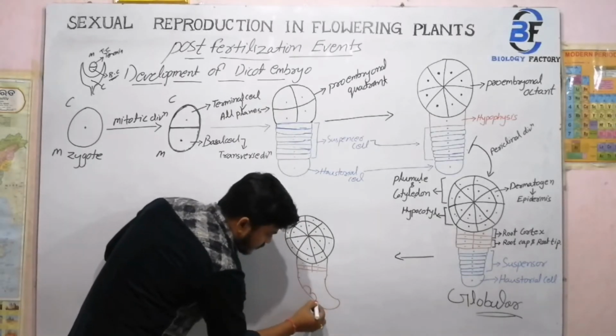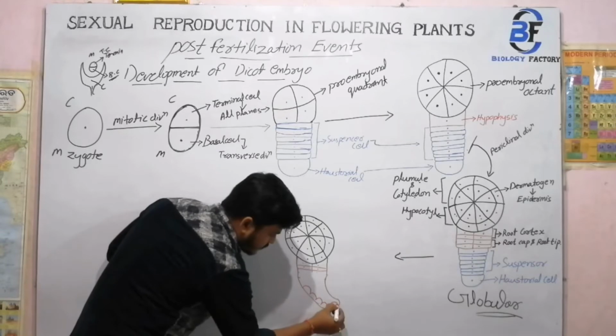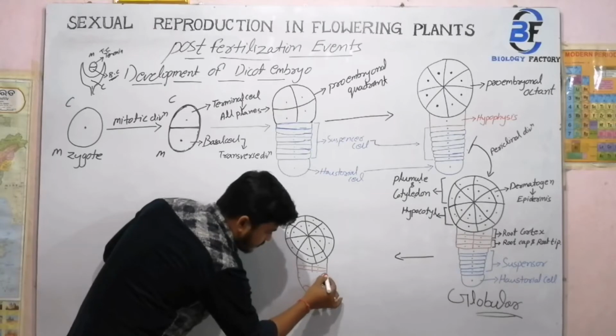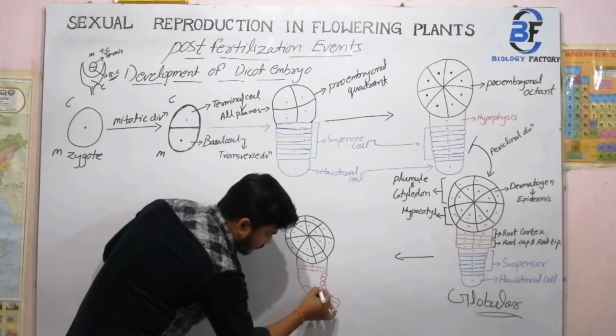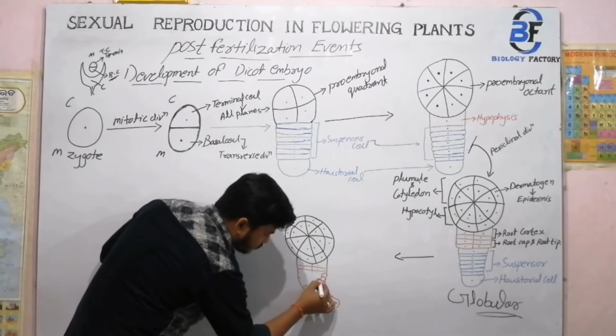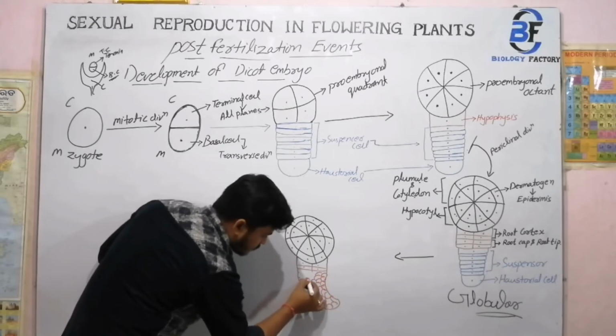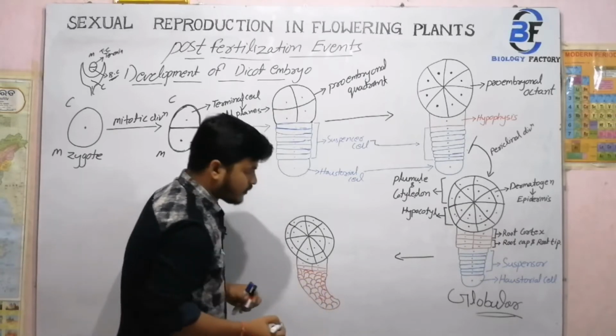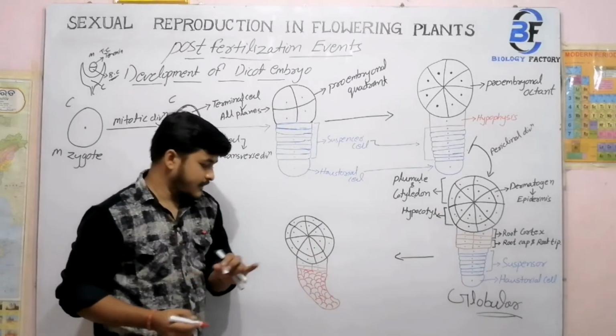So here a mass of cells is formed. The cell division takes place and the mass of cells is formed over here. So you just draw the mass of cells first. So here is the mass of cells which forms your root tip or root cap.